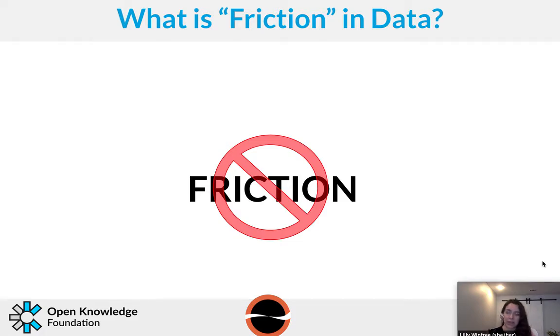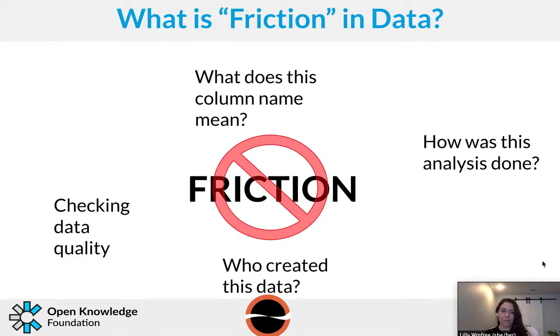And if we were together in person, this is the time when I would ask you to answer this question, but hopefully you are watching this and you will pause and think about your answer to this. Here is my answer. When I think about friction in data, I think about things like, what does this column name mean? How was the analysis done? Who created the data? And things that I need to know to check the quality of the data. These are all issues that make data more difficult to work with.